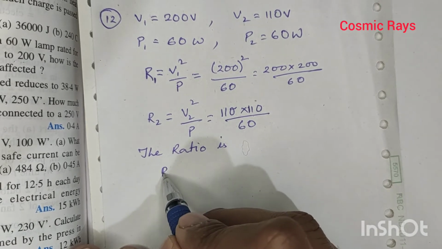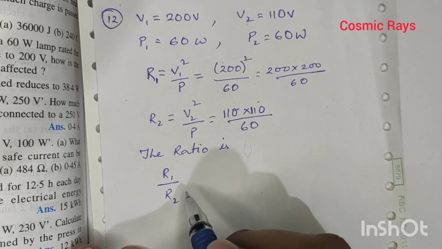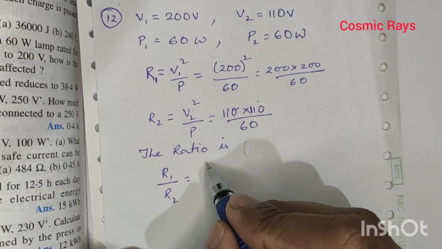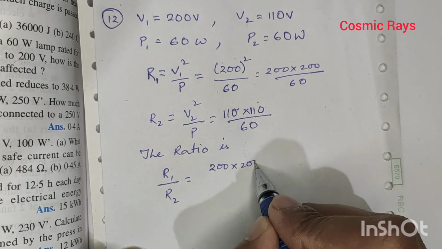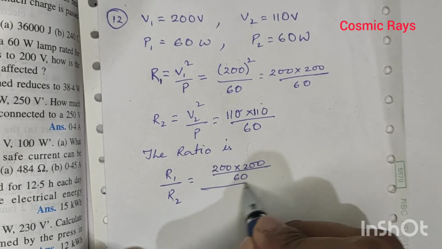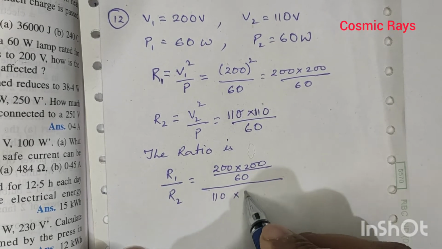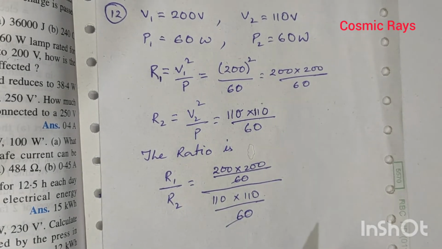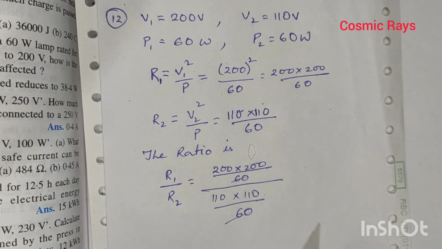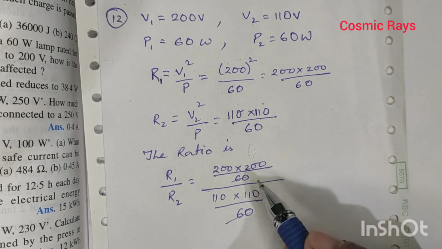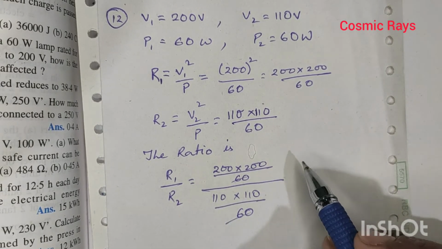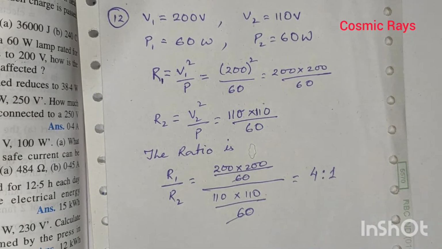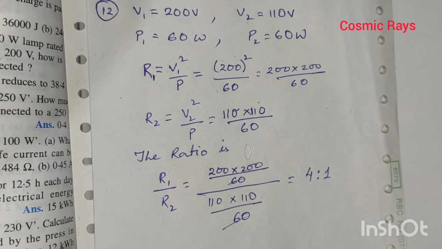The ratio is R1 by R2, that is equal to, let's put the values, 200 into 200 divided by 60, then 110 into 110 divided by 60. 60 and 60 will cancel out. You have 200 into 200 divided by 110 into 110. So after cancelling everything, the ratio would come to 4:1. So this is the answer.